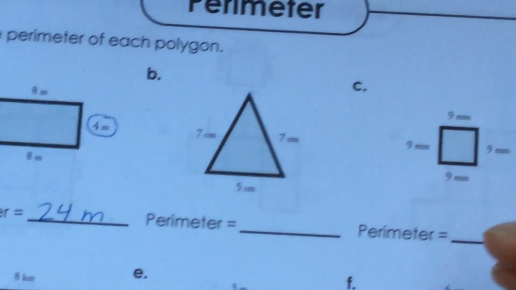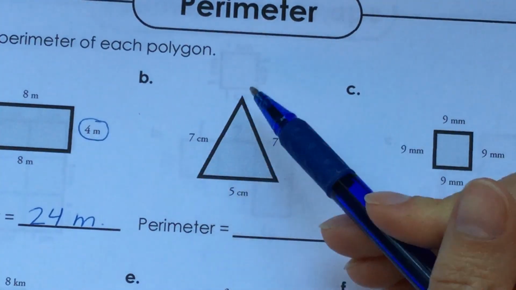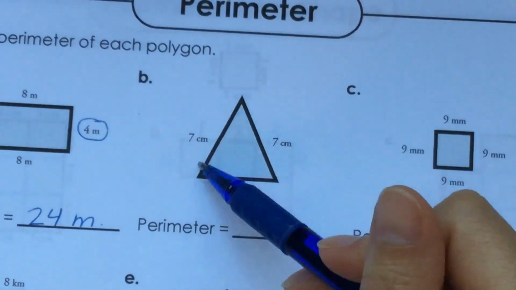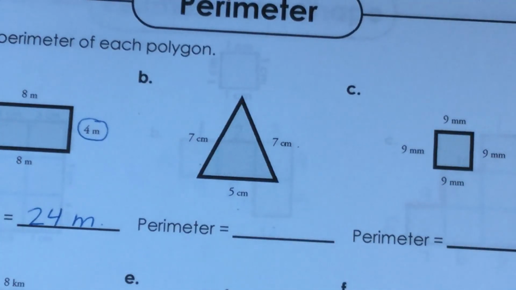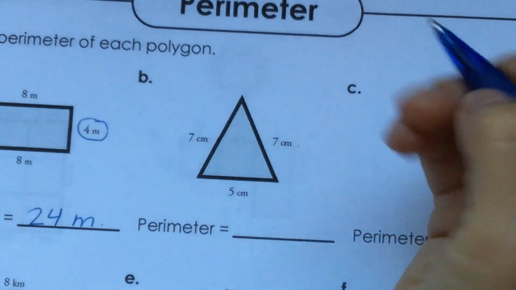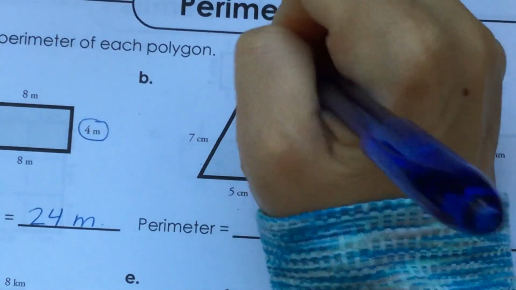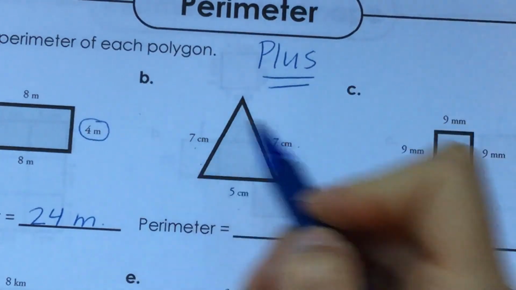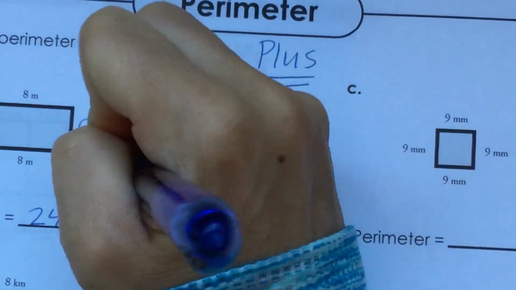So part B, or problem B, I'll do this real quick with you. We have this triangle, this isosceles triangle, because it has two sides that are the same length and one side that is shorter. We're going to add up. Remember, perimeter means plus. Every one of these is going to be a plus problem. 7 plus 7 plus 5.